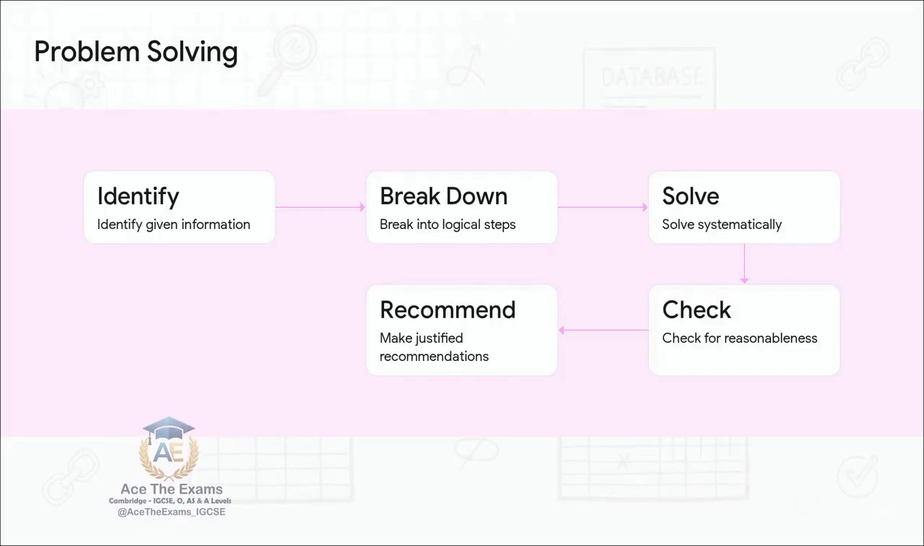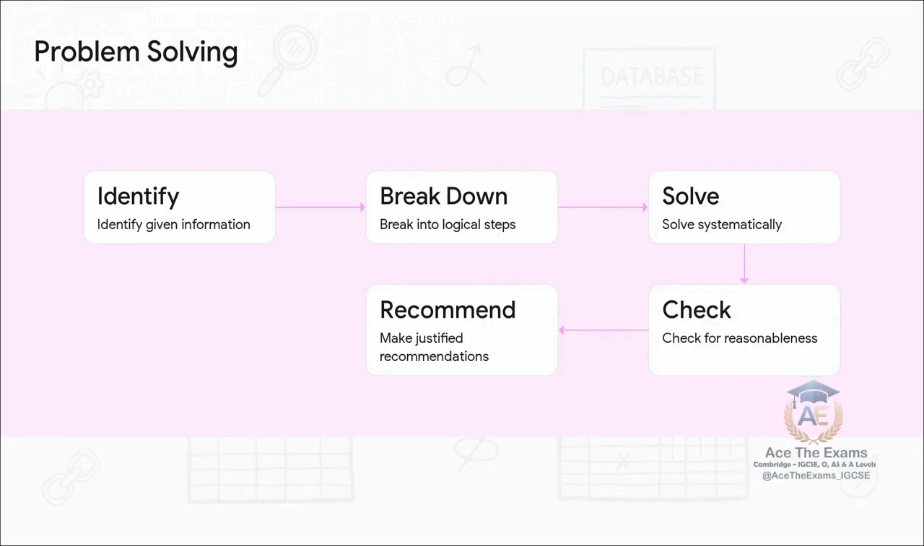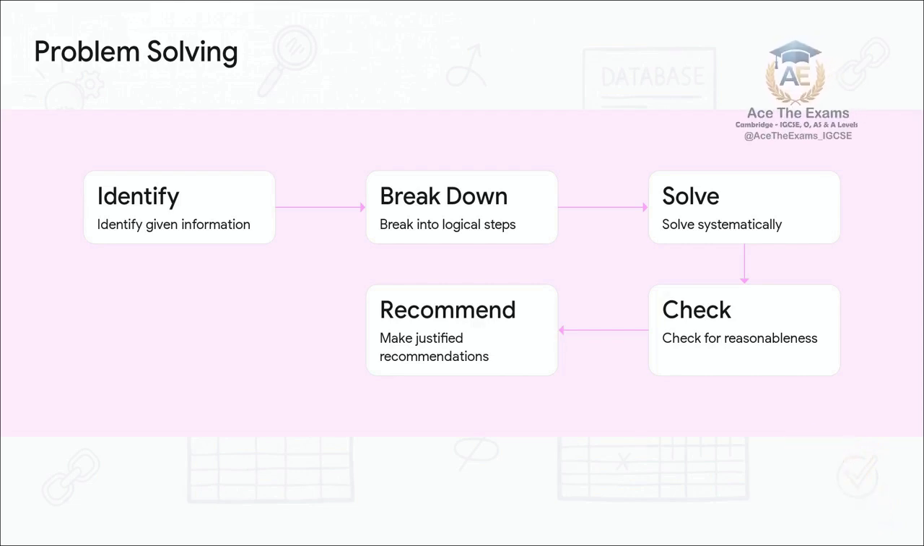And when you are under pressure, this deconstruct, solve, evaluate cycle is your ultimate speed writing blueprint. When you only have a few minutes left on the clock, you don't have time to stare blankly. You quickly identify the given entities, you break the relationship down. If a doctor sees many patients and a patient sees many doctors, that's step 1. Step 2, you solve it systematically by introducing an appointments junction table. Step 3, you check reasonableness. Does it logically make sense that a single appointment connects exactly one doctor to one patient? Yes, it does. Step 4, you write down your justified recommendation. It keeps you moving fast and accurately.